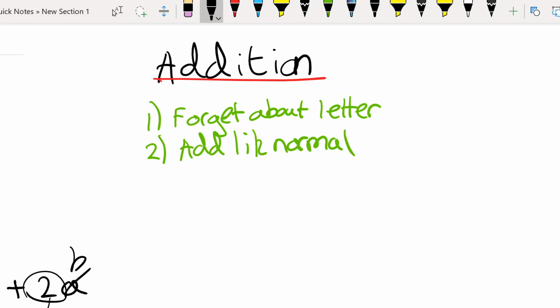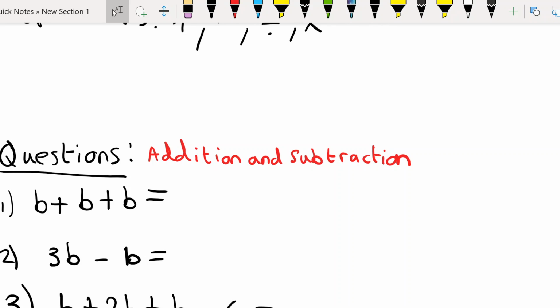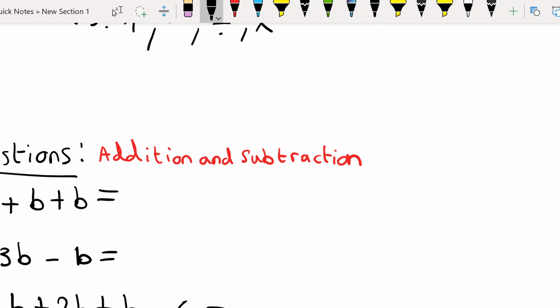So, for instance, we'll go to our questions. What's B plus B plus B? Well, you might think, how do I do it? We'll say, to start with, let B equal a banana. I'm sure that is how you spell banana. Let B equal a banana.